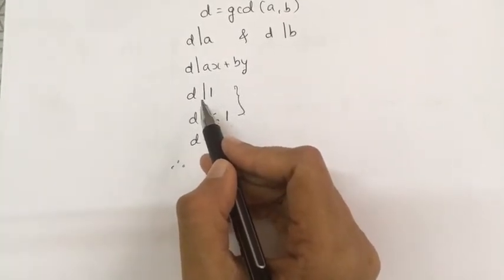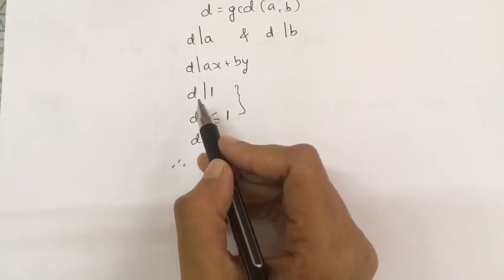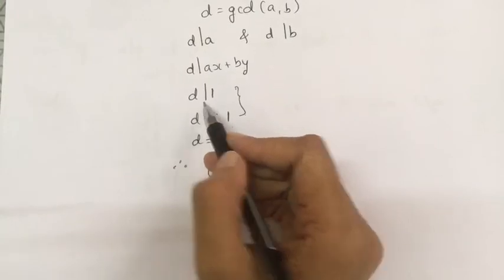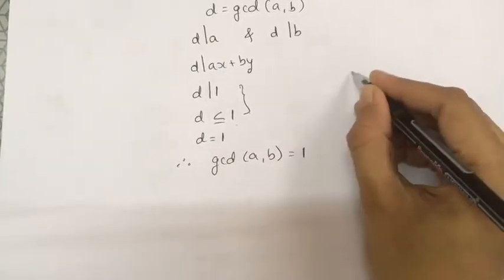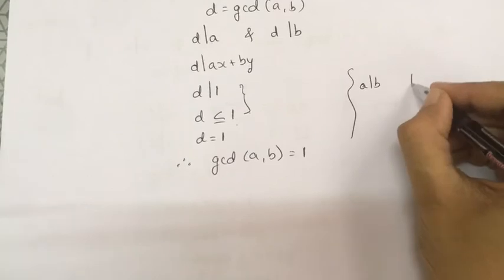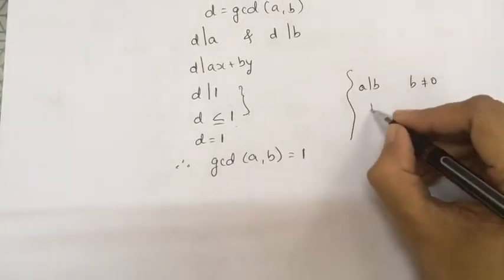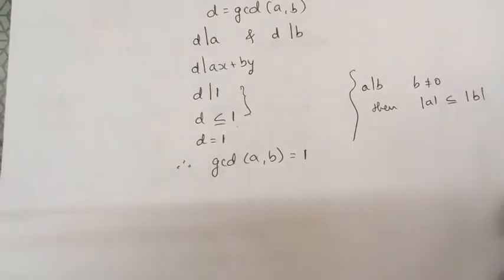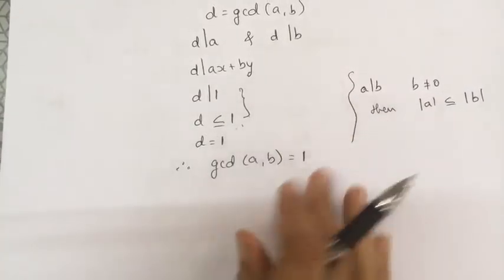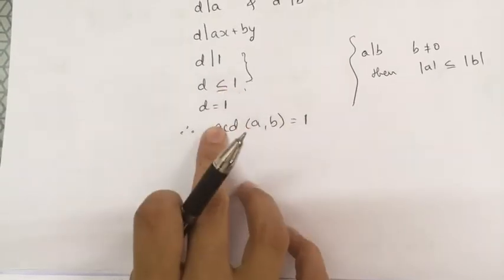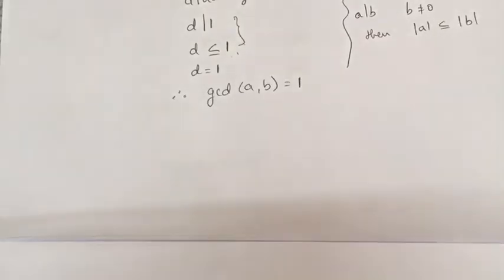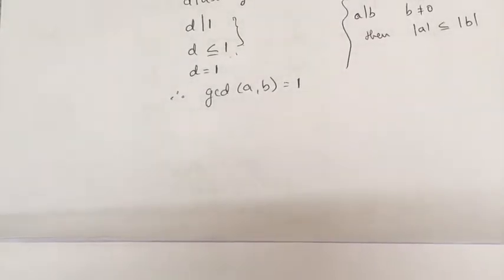If A, B, C are integers, then A divides B with B not equal to 0. Then modulus of A is less than or equal to modulus of B. The same step I have used here. Since D is a positive integer, D must be equal to 1. Therefore, GCD of A and B is 1, which is nothing but A and B are relatively prime.